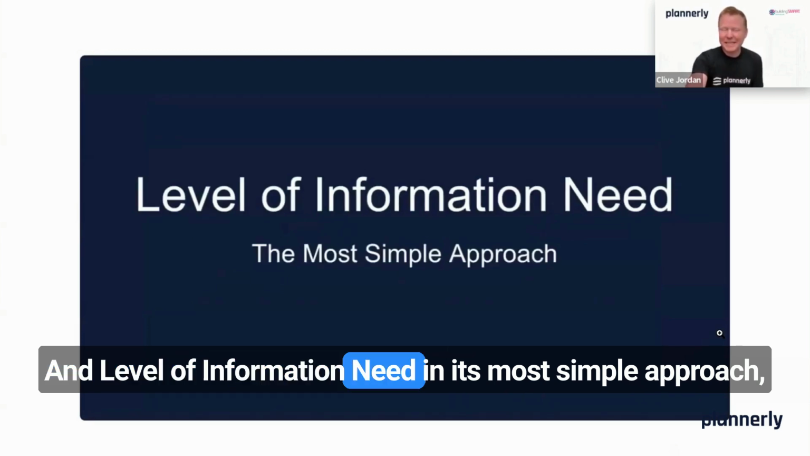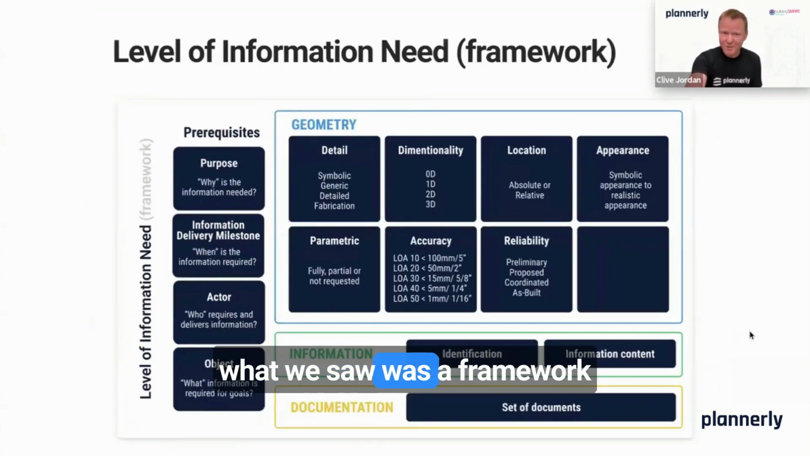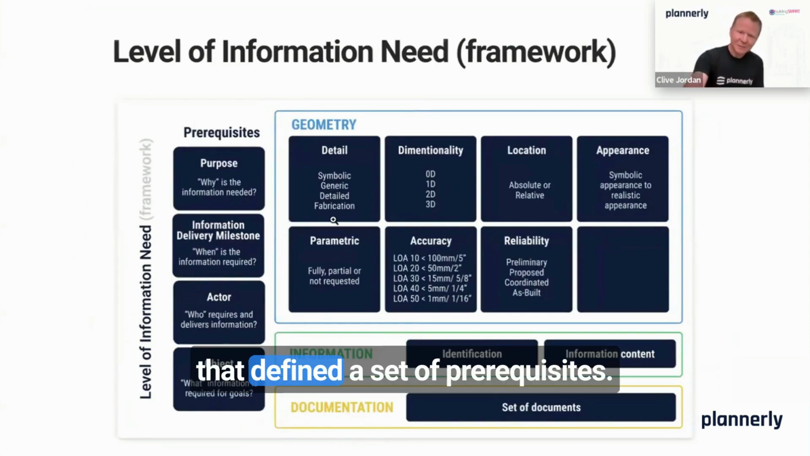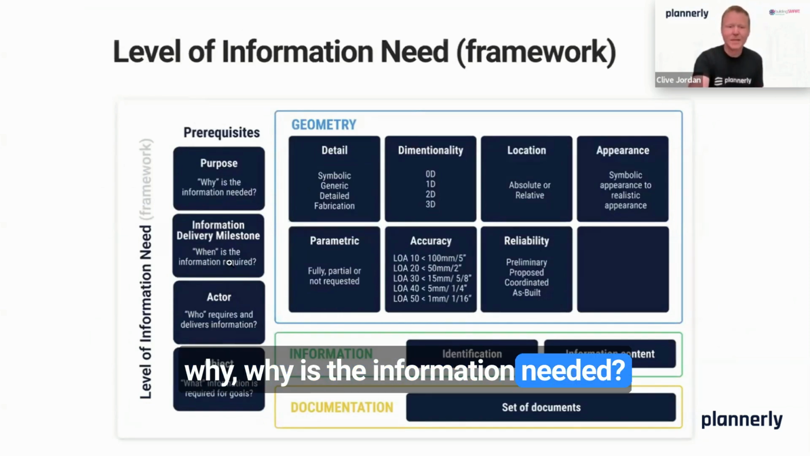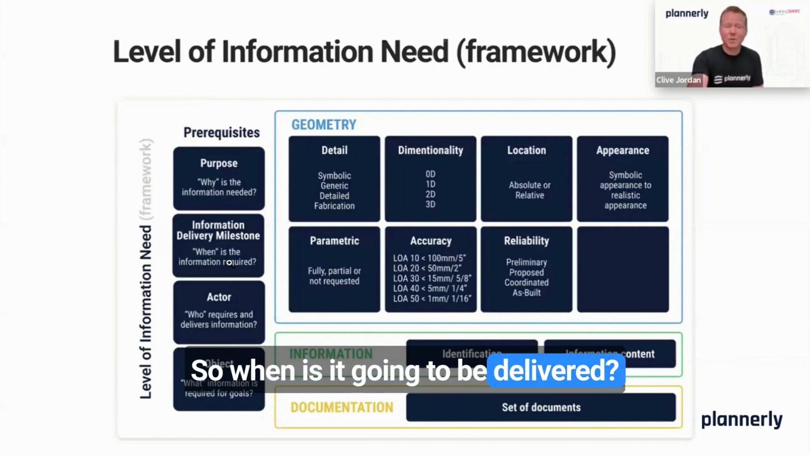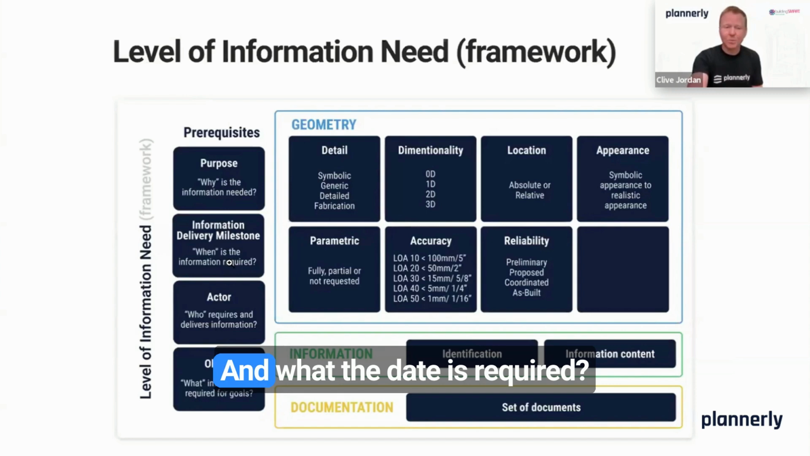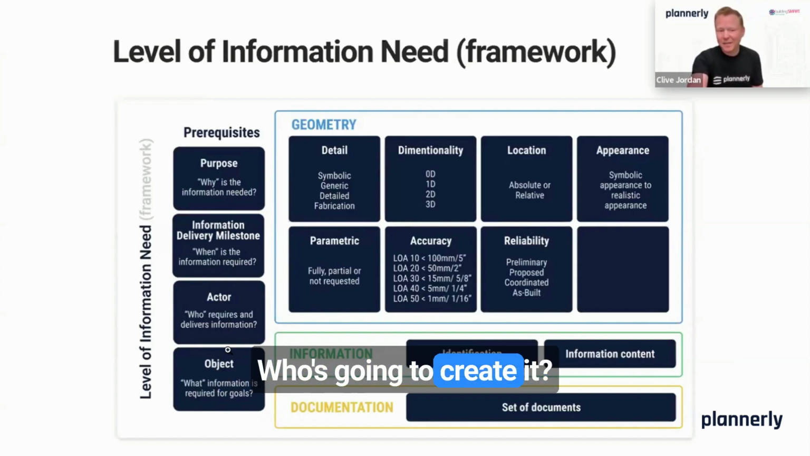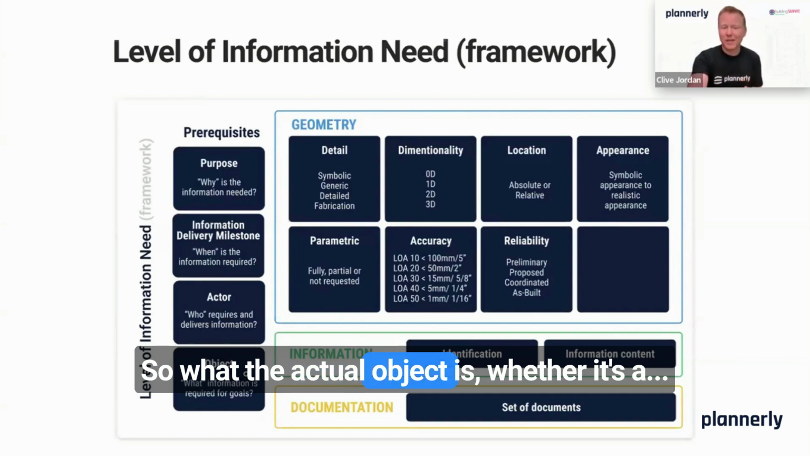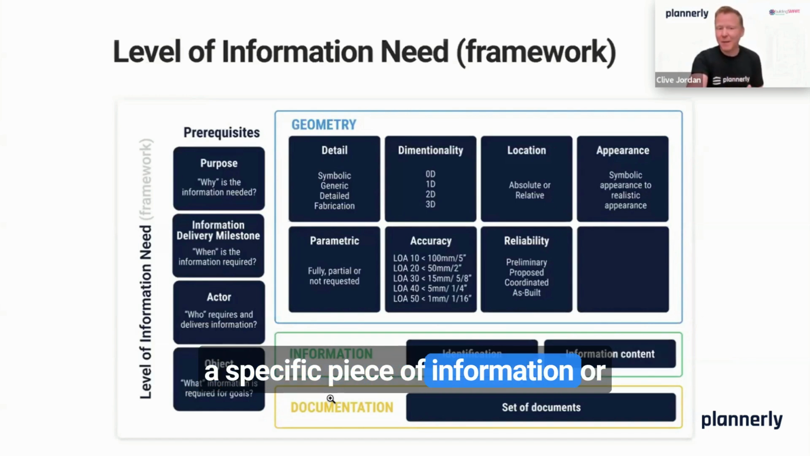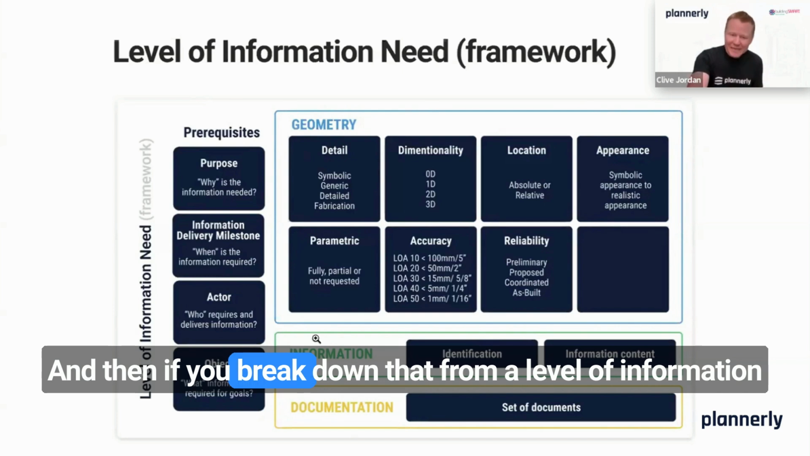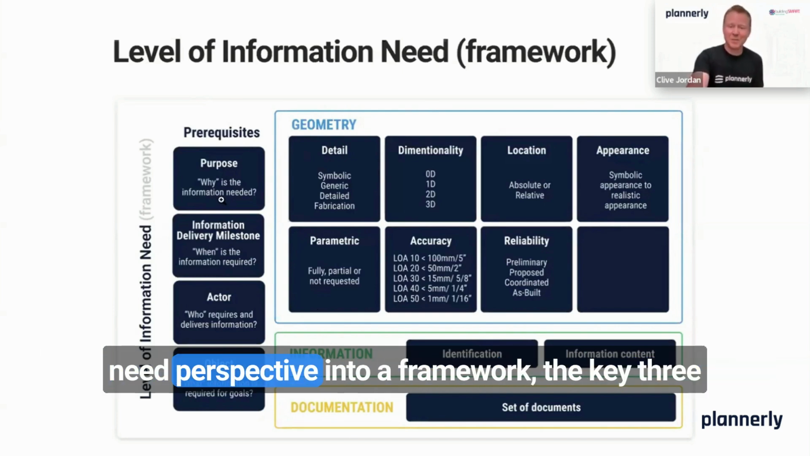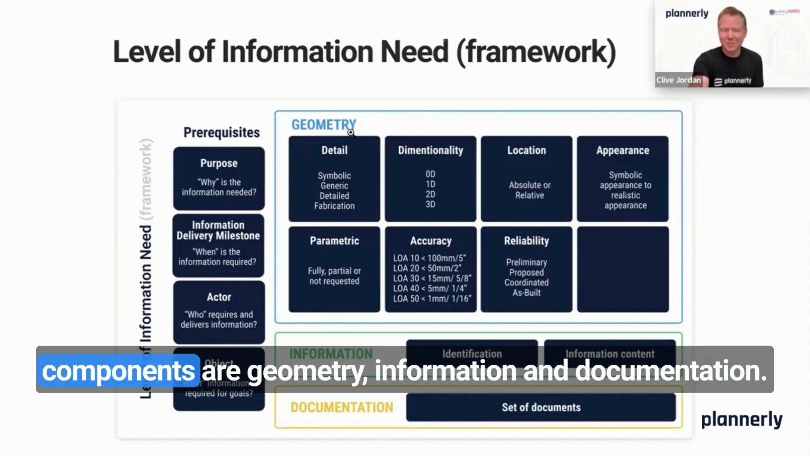And level of information need, in its most simple approach, what we saw was a framework that defined a set of prerequisites. So we needed to know the purpose, why is the information needed, when is it needed, so when is it going to be delivered, what's the milestone that's going to be delivery, and what the date is required, who's going to create it, what it is, so what the actual object is, whether it's a specific piece of information or whether it's geometry on certain elements. And then if you break down that from a level of information need perspective into a framework, the key three components are geometry, information, and documentation.